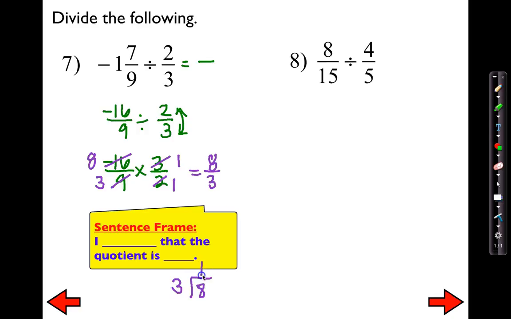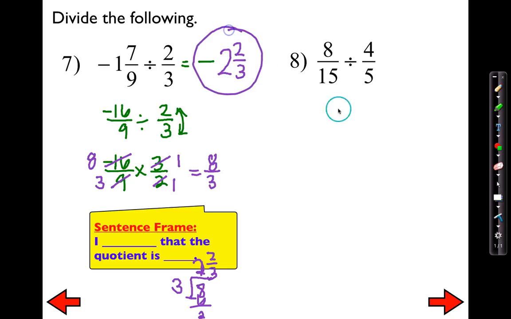8 divided by 3 goes in twice, with a remainder of 2. So we have 2 and 2/3. Notice I already put my negative, so I knew that. So it's going to tack on that. It's negative 2 and 2/3.